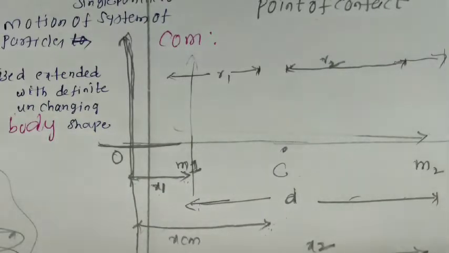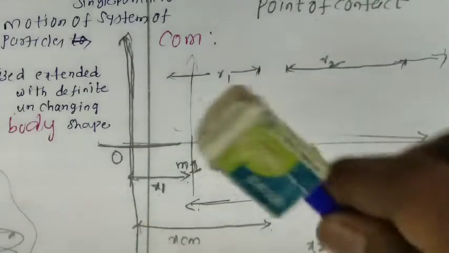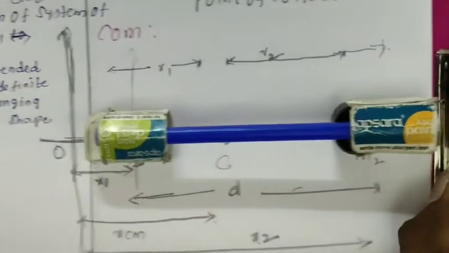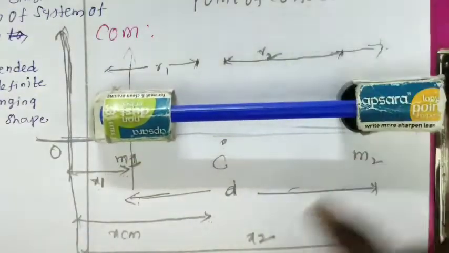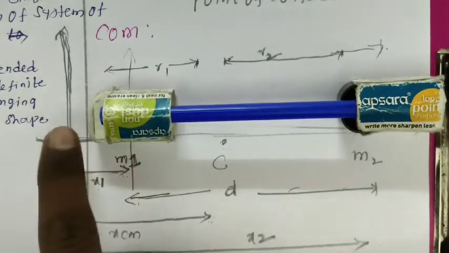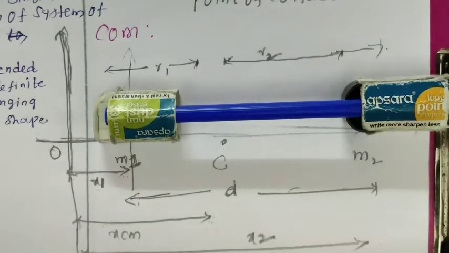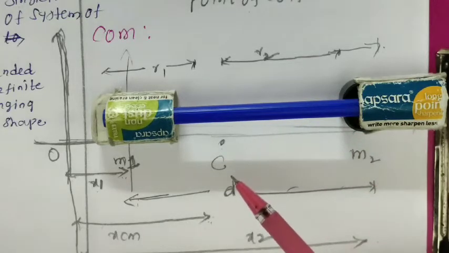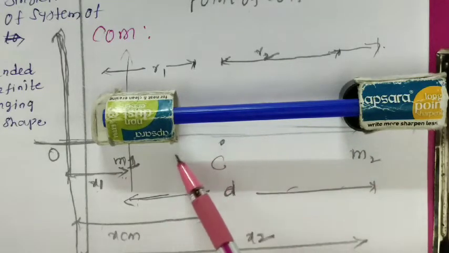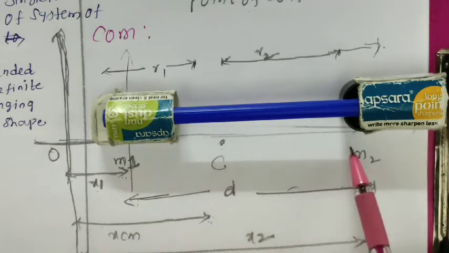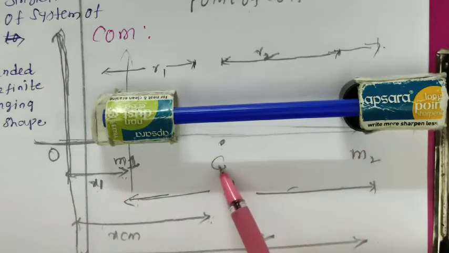How do you find the center of mass of two bodies? See here, I took a sharpener and an eraser. This eraser has more mass compared to this sharpener. One point we have to remember is that the center of mass always moves towards the heavier mass. That's why the distance from the heavier mass to the center of mass is very small compared to the distance from the lighter mass to the center of mass.